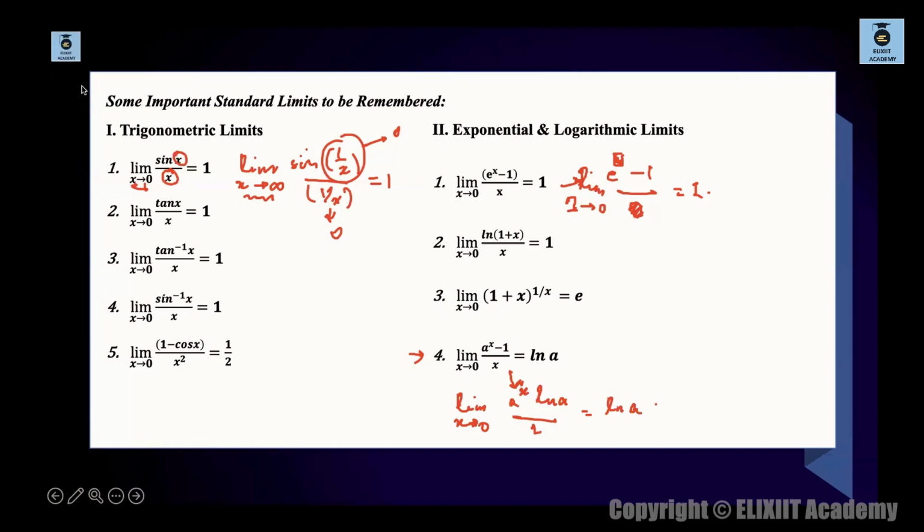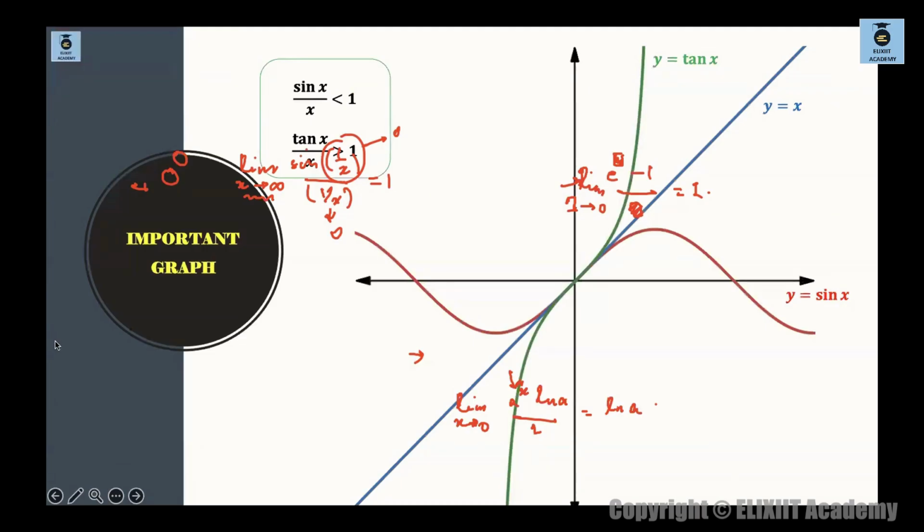And the one which I was saying over here, limit x tending to 0 of sin x upon x is 1. Technically, this is not 1. It is actually less than 1, right? Because sin x upon x is always less than 1. How do we know this from the graph itself? Let's see the graph.